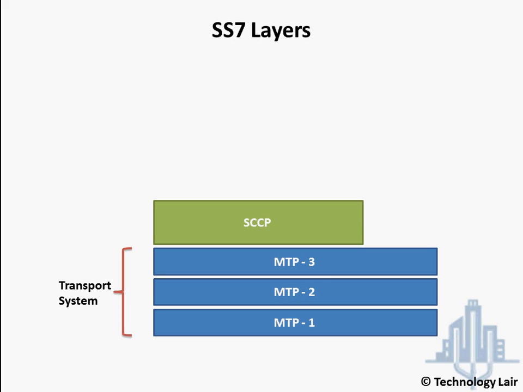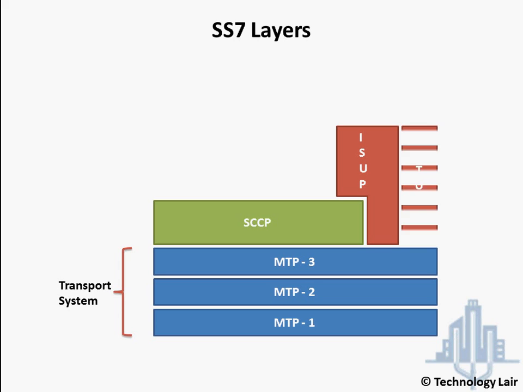The SCCP was introduced to provide more flexible routing than MTP3, such as GT-based routing. The ISDN user part or the ISUP is used for signaling and call control. The TUP, telephone user part, is used for signaling of normal telephony. ISUP and TUP form the call control section of the SS7 protocol stack.